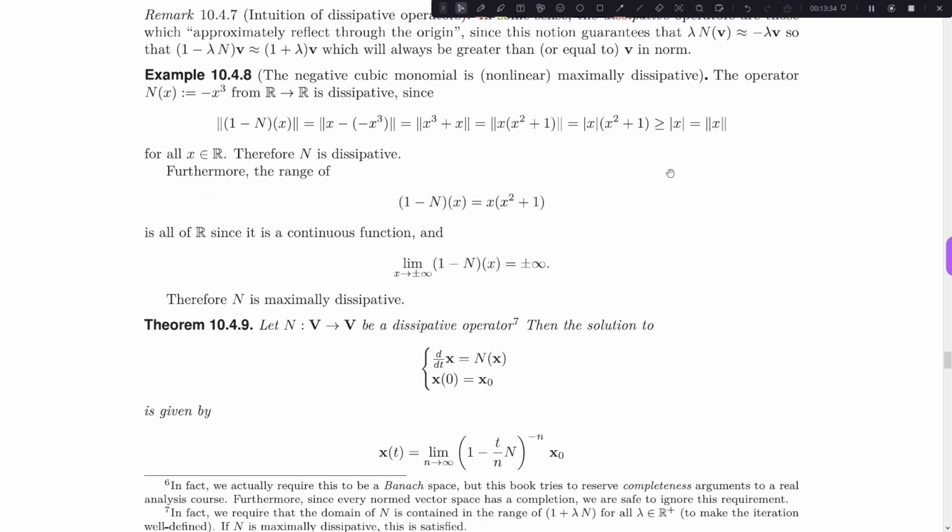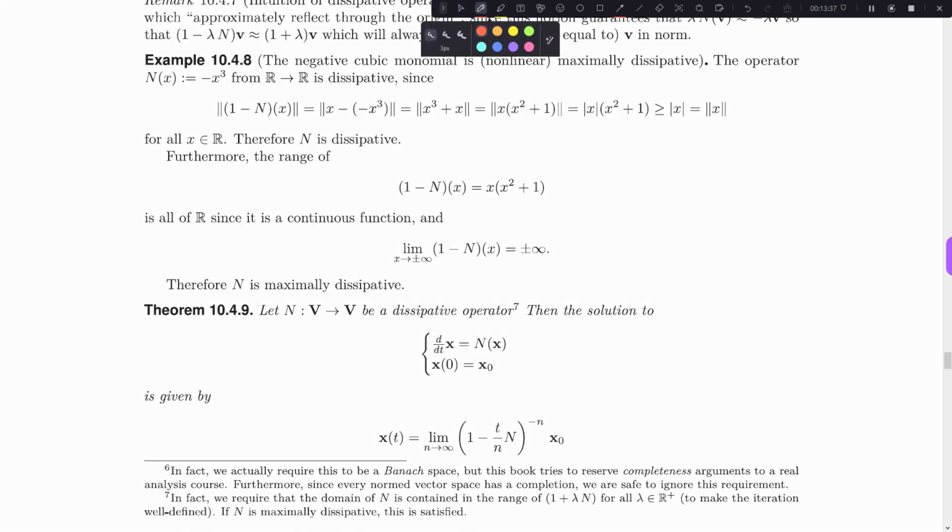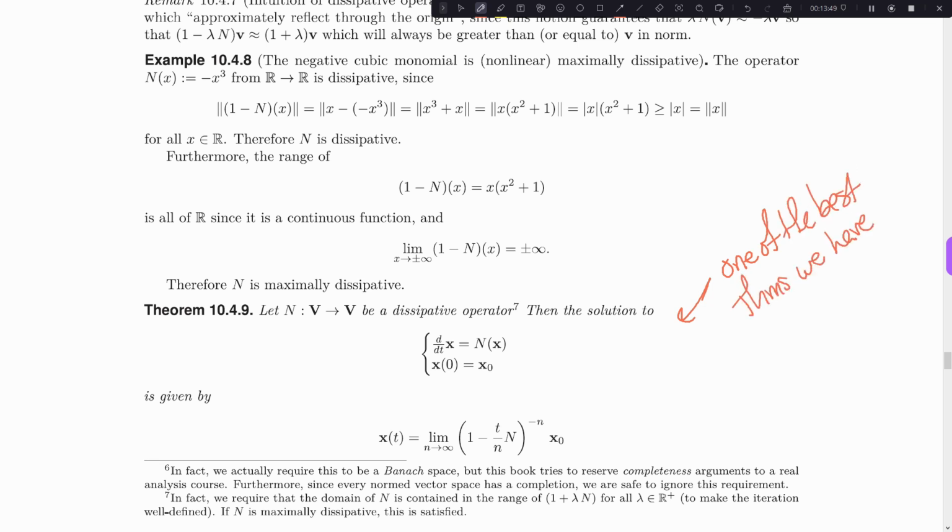This is the best we have for, I'll write this down right now. One of the best we have. The best theorems we have, maybe I should say that I've actually found, because this sort of thing is not covered in a traditional ODEs course, and even in my graduate ODEs course, we didn't cover a theorem like this. So to the best of my knowledge, this is one of the best theorems we have for nonlinear Cauchy problems.